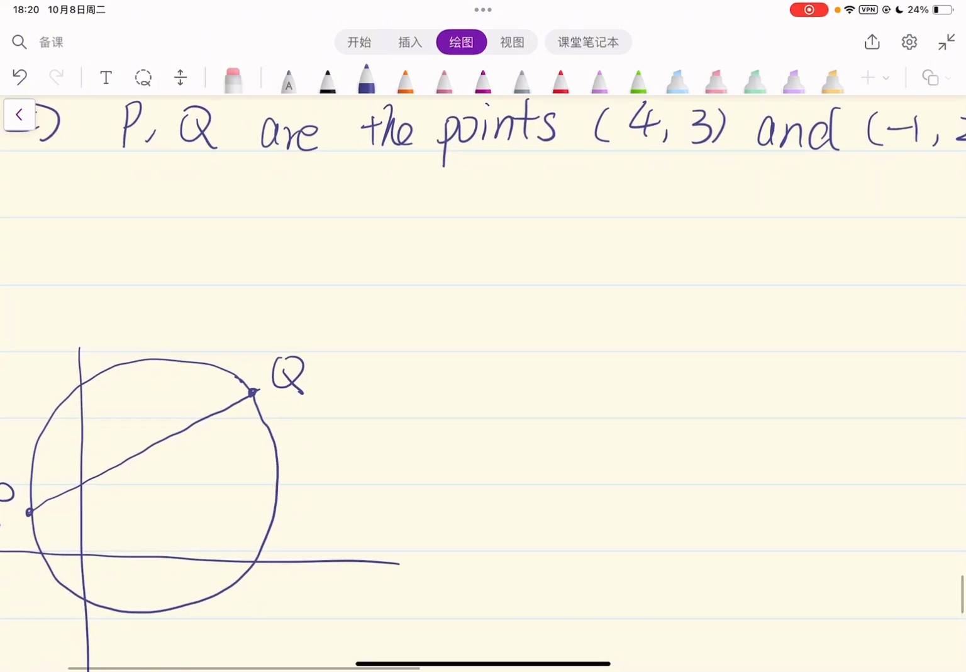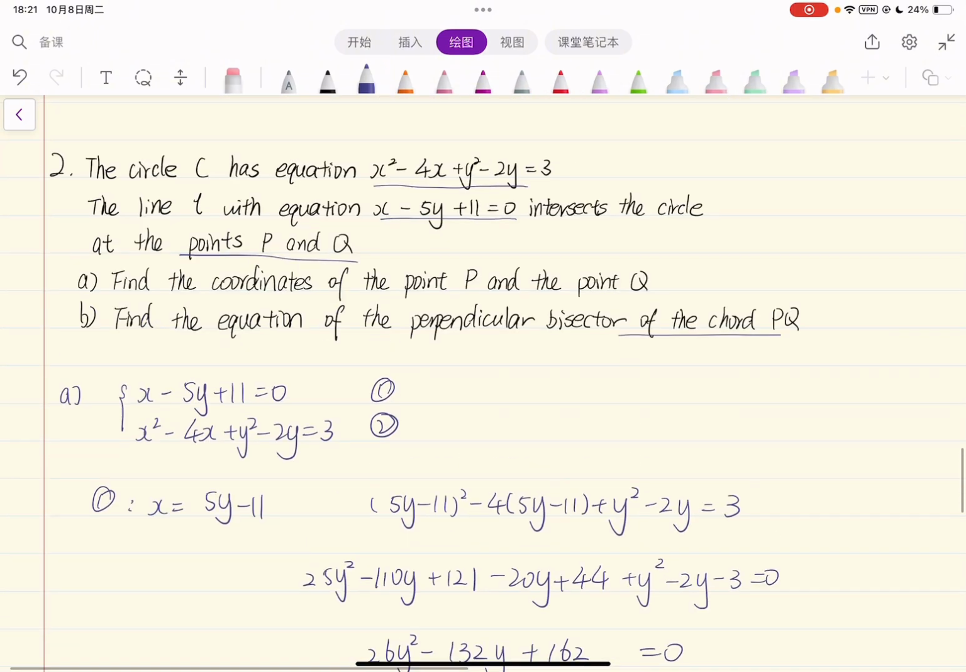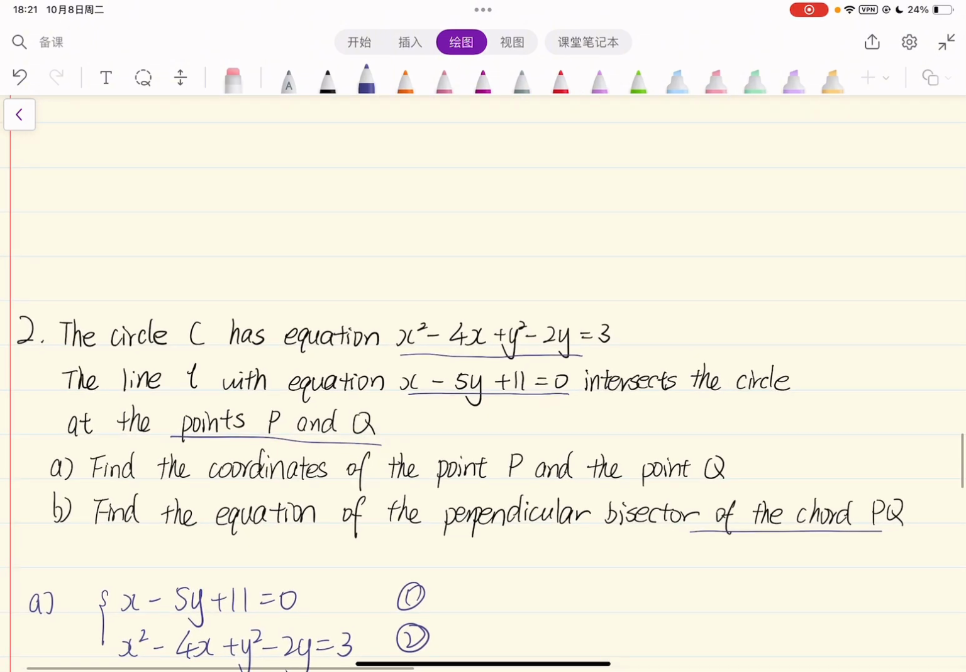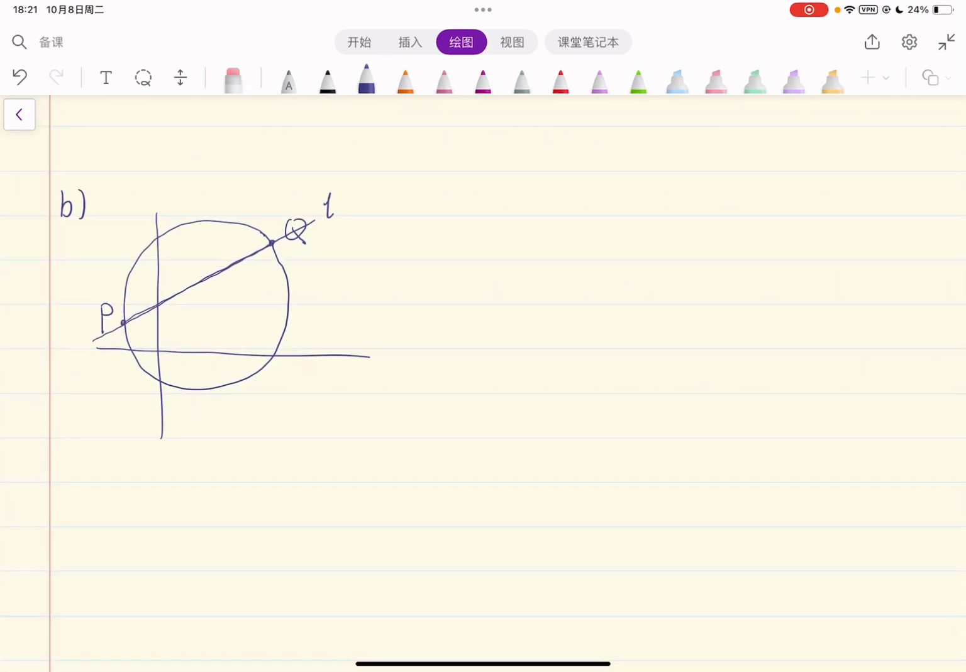So we say that this line is L, since the question said that the line L intersects the circle at the points P and Q. So that is the line L. And here is the center of the circle, point A.